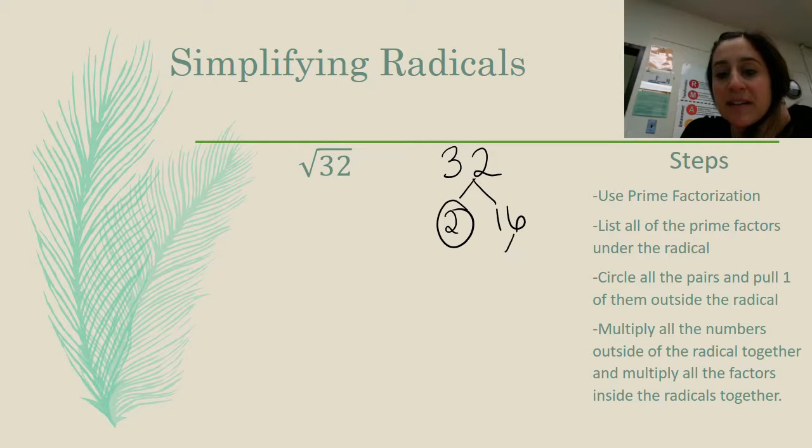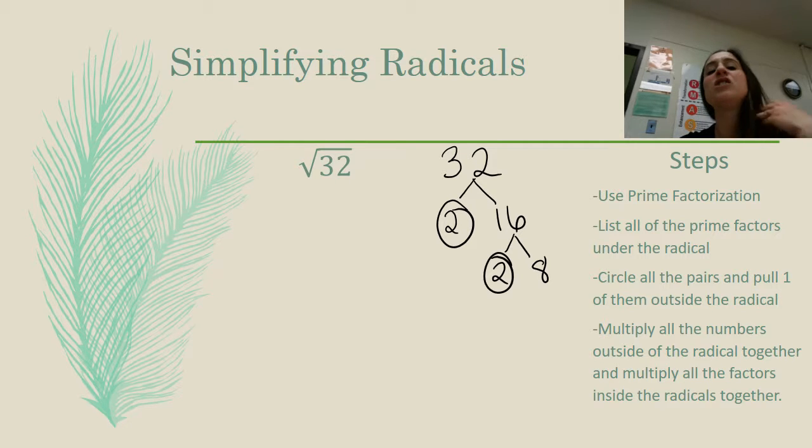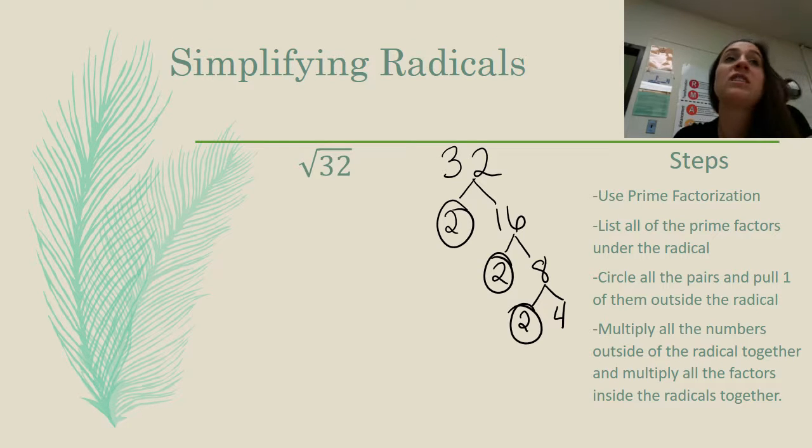Then I'm going to break down 16. I know 16 can break down to 2 and 8. Again, I'm going to circle the 2 because 2 is a prime number. 8 can break down to 2 and 4. I'm going to circle 2 because it's a prime number. And then 4 can break down to 2 and 2. And both of those are prime numbers as well, so I'm going to circle all of them.